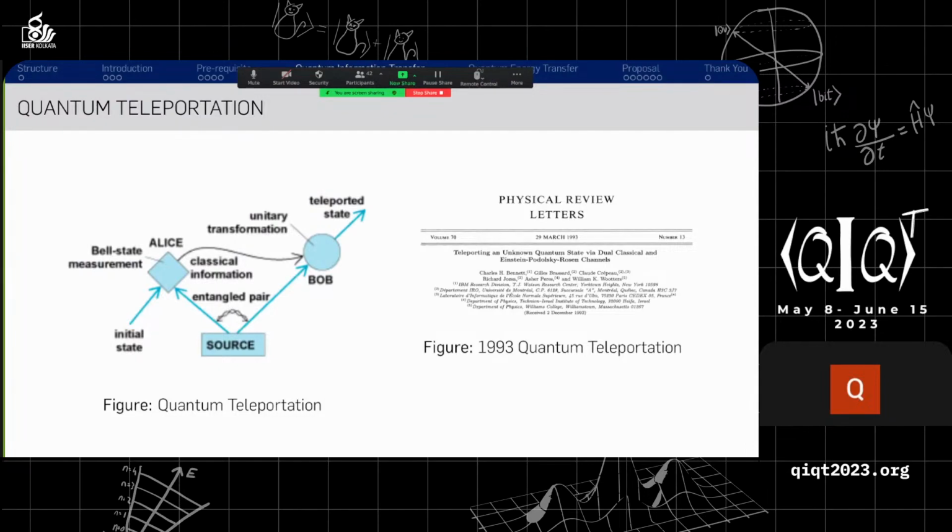On the left-hand side of the screen, stated as quantum teleportation. So the PRL paper is given on the right-hand side of the screen, which shows the first teleportation using EPR pairs or entangled pairs.